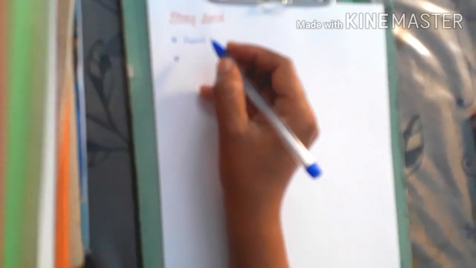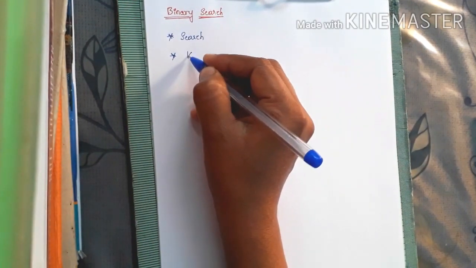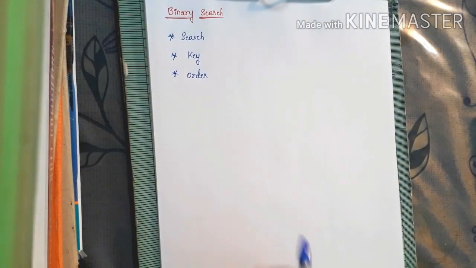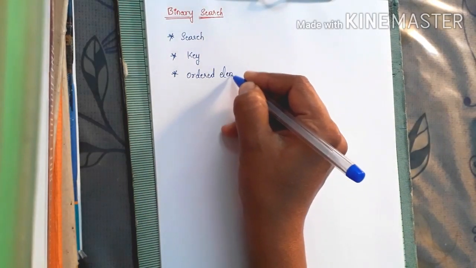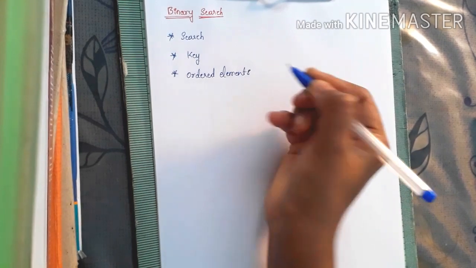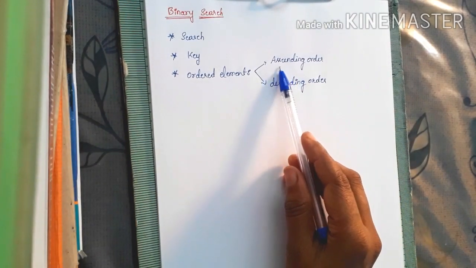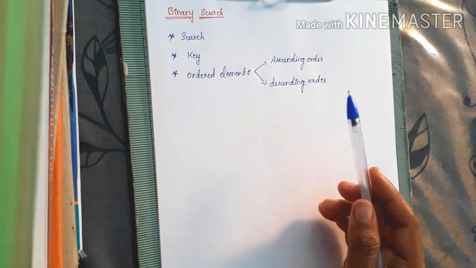In this technique also, the element that we want to be searched is known as key element. In binary search technique, the array must contain ordered elements. That is, the array elements must be either in ascending order or in descending order.